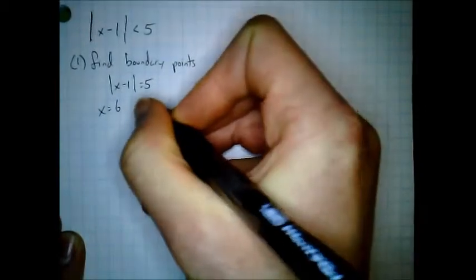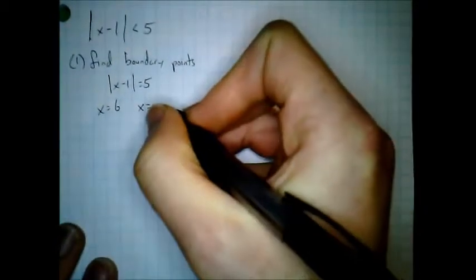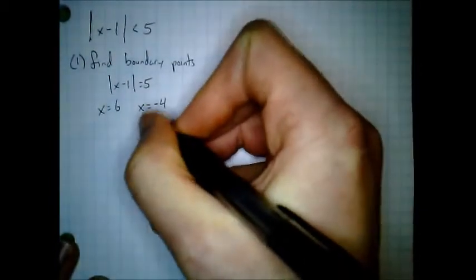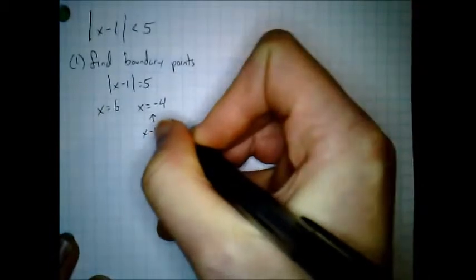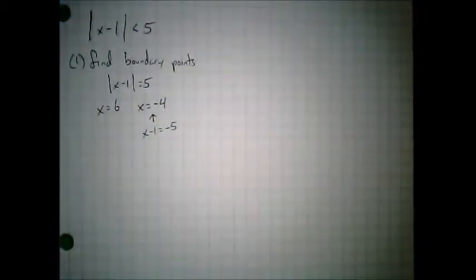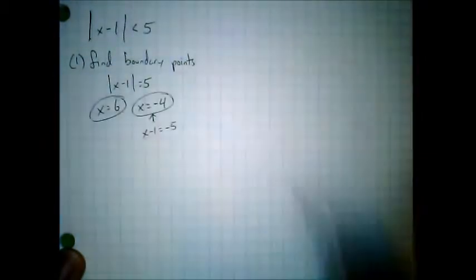And our other boundary point, well, we know x minus 1 could also equal negative 5, which means x would equal negative 4. Okay, this one comes from x minus 1 equals negative 5, and we just add 1 to both sides. Again, I'm assuming you know how to solve absolute value equations very quickly at this point. If you don't, then you need to refer back to an earlier lesson or earlier videos. Okay, so we have our 2 boundary points: x equals negative 4 and x equals 6.